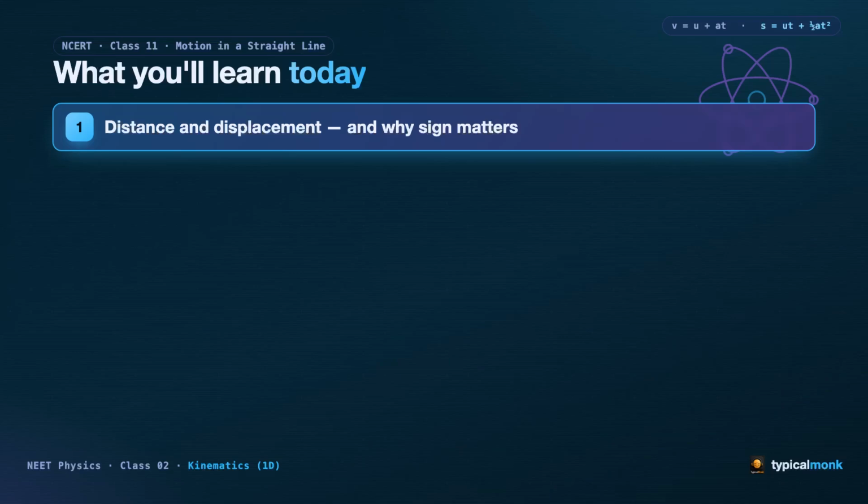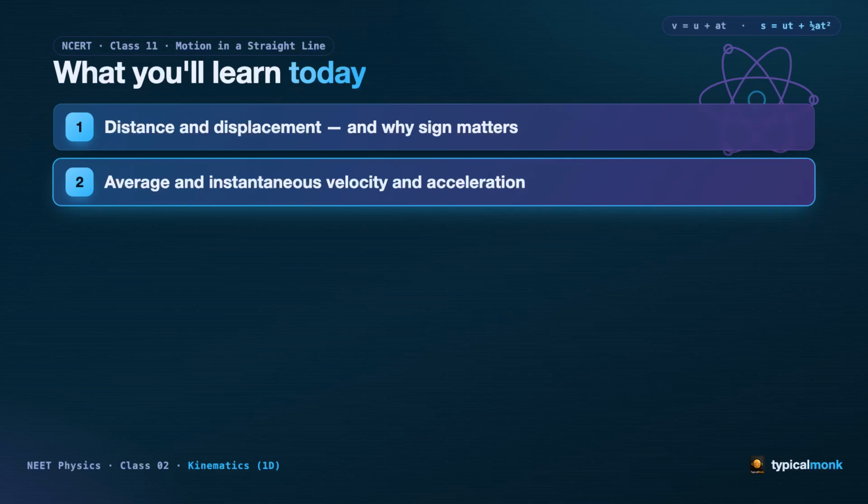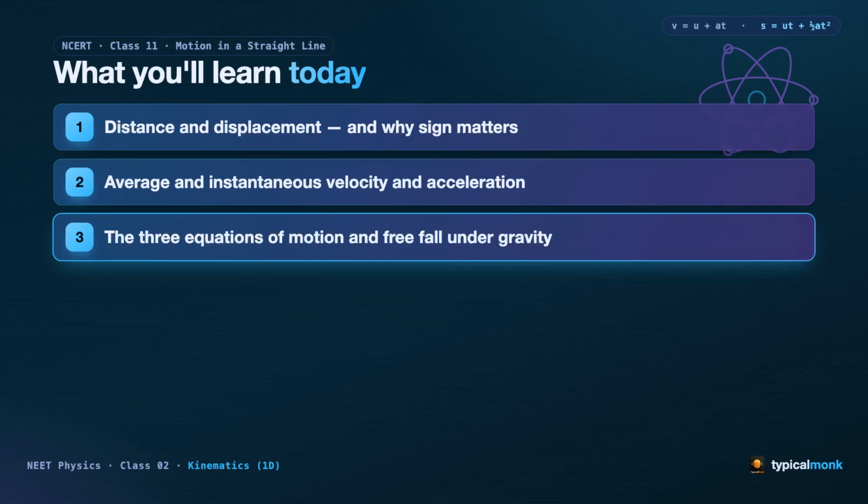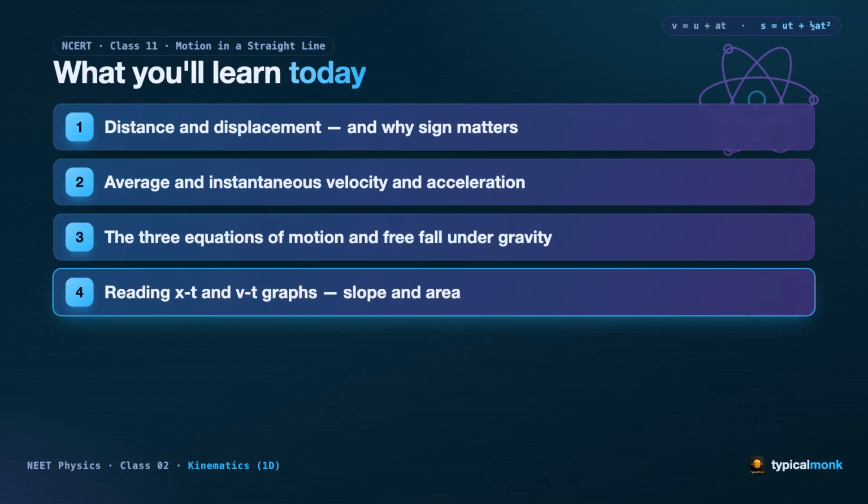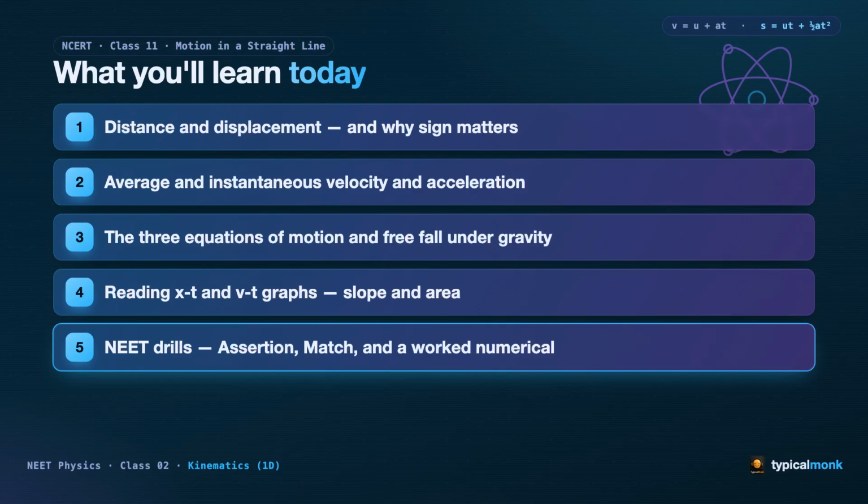So what will you carry home from today's class? First, distance and displacement, and why one carries a sign and the other never can. Second, average and instantaneous velocity and acceleration, the four quantities that describe every motion. Third, the three equations of motion, and how a falling body obeys them under gravity. Fourth, reading position time and velocity time graphs, how slope gives one quantity and area gives another. And fifth, the NEET drills, assertion and reason, match the column, and a full worked numerical, so that everything you learn today, you can also score with. Ready? One idea at a time.